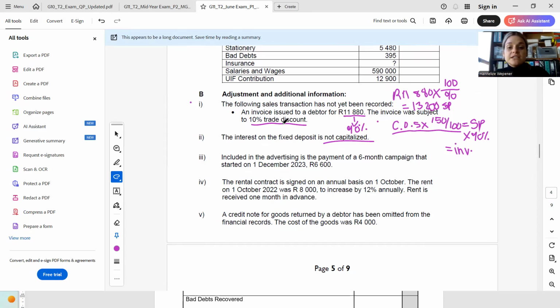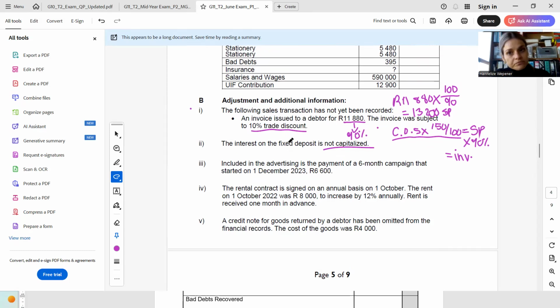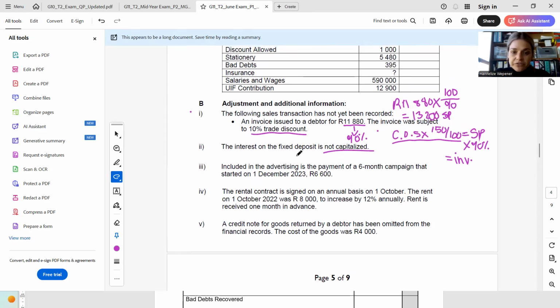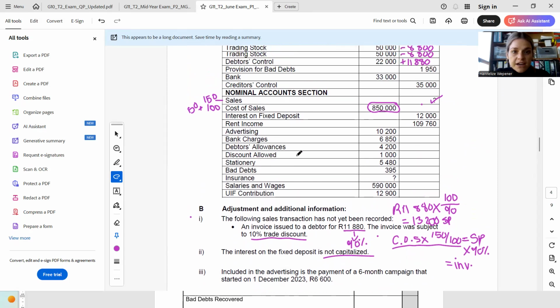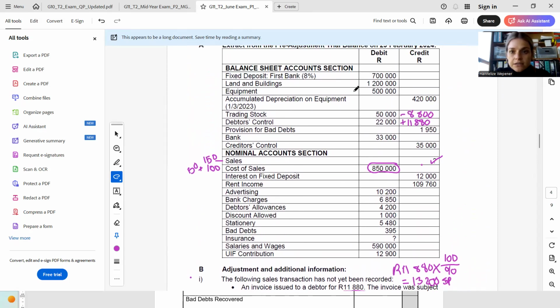You have already received the interest for next month or the month thereafter, okay? So they didn't give any further information, which means that you have to go look for your fixed deposit. There we have it, 8% per annum. They didn't note any changes to this fixed deposit. So that means you had the full 700,000 Rand fixed deposit for the year, and that earned interest at 8%.